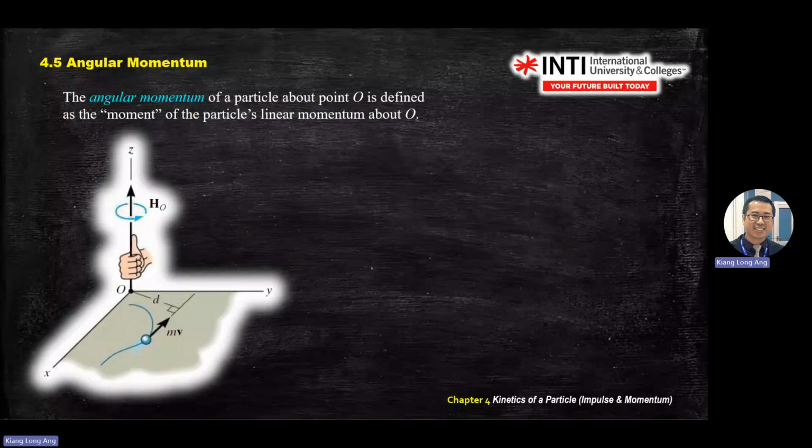Next, we look into angular momentum. Angular momentum is a three-dimensional situation. As you see on the screen here, a particle moves in a plane, like a piece of paper. The blue line, we call it the path. When this particle moves with a velocity, you have momentum, right?